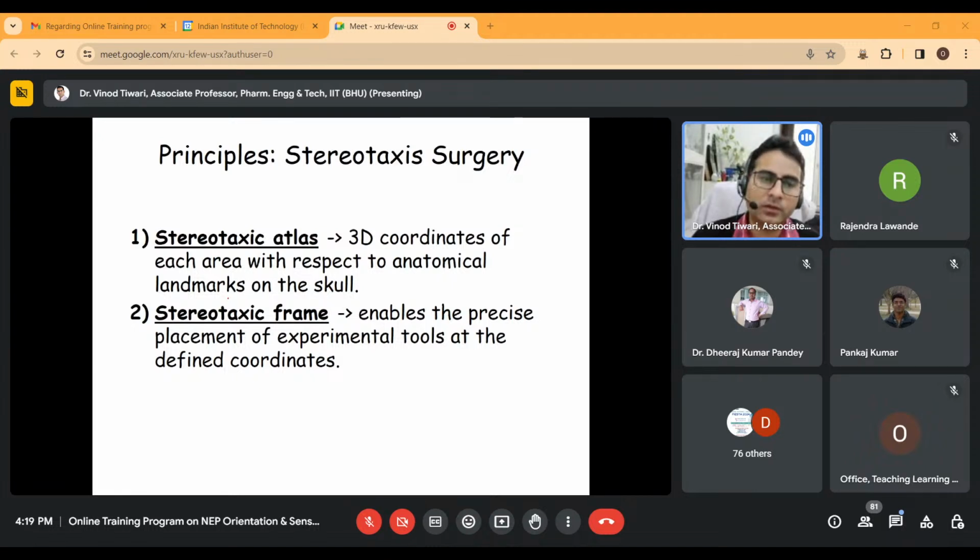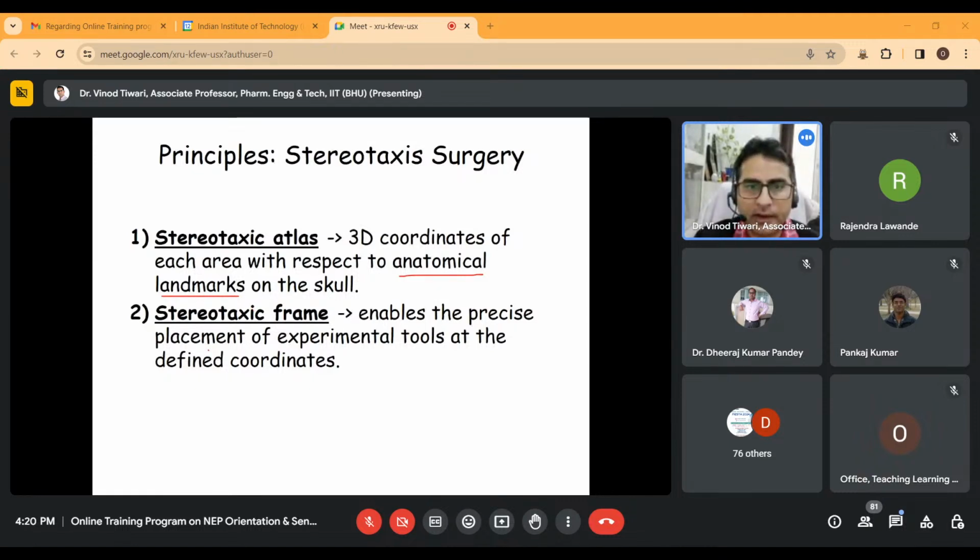And they have studied it in detail and then identified what the brain regions are, where they are present with reference to each other, and identified their coordinates in a 3D manner. So histotaxic atlas is basically simply a kind of map, you can say, which gives you the 3D coordinates of each area with respect to anatomical landmarks on the skull. Now we will talk about what those anatomical landmarks are. These are very, very important.